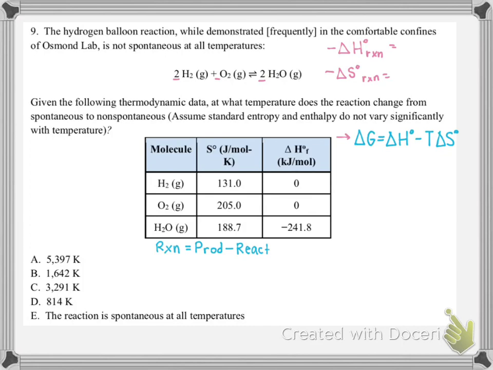Okay, and so we can start by figuring out what our delta H of reaction is going to be. By doing our products times their coefficients, we'll have 2 times the value for water, minus our reactants times their coefficients. We'll have 2 times the value for hydrogen gas and just 1 times the value for oxygen gas.